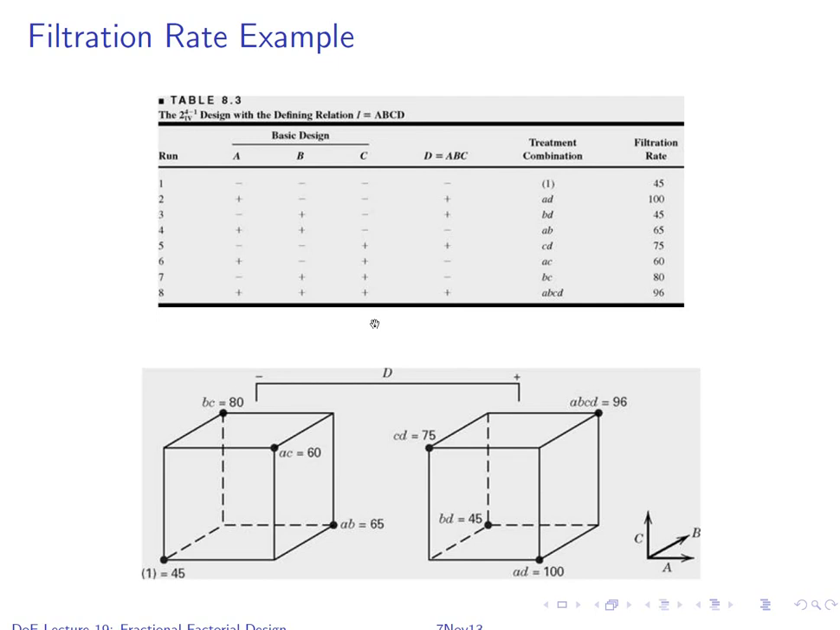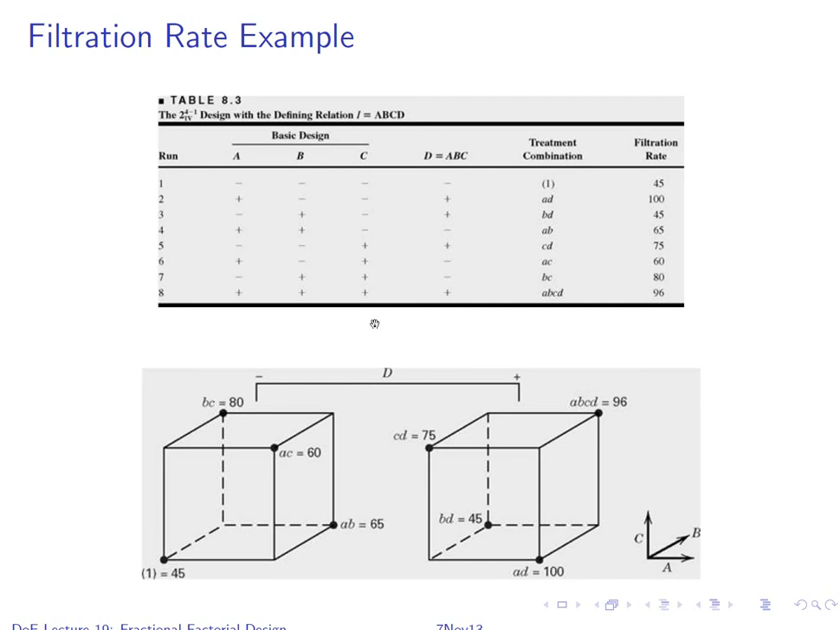The response variable, the filtration rate, has the values in the very last column on the right. The experimental design is shown graphically at the bottom of the page. There are 4 runs with D low, shown on the left. There are 4 runs with D on the high value, and that's shown on the right. And each of the experimental runs, the dense circles, are shown with the values of the response variable.